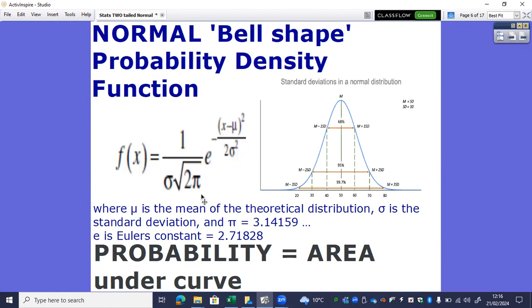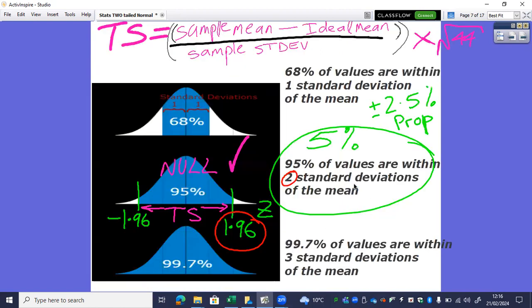This is quite a complicated formula, so what we tend to do, rather than using this formula, is use the pre-calculated z-score tables. At any point, probability between two values is the area under a curve. What we're looking for here, we're going to do a test score in our Excel to compare the sample against the mean to decide analytically if it's significantly different from our ideal.